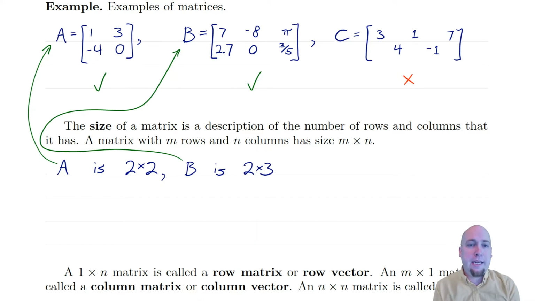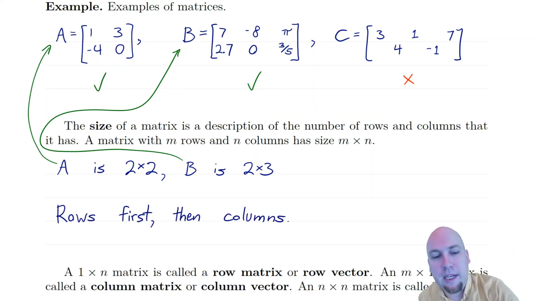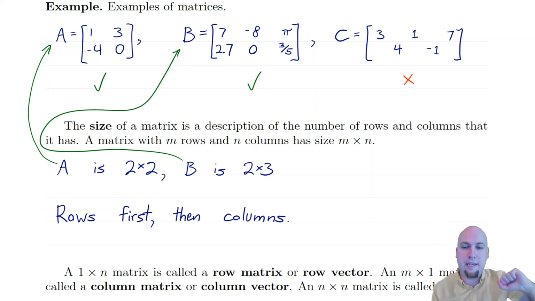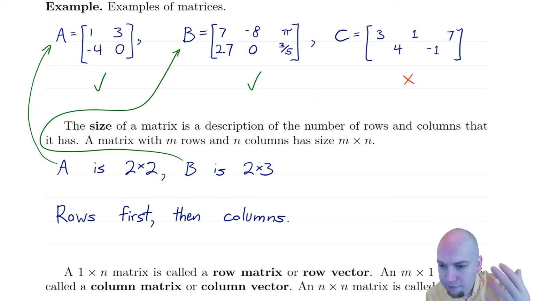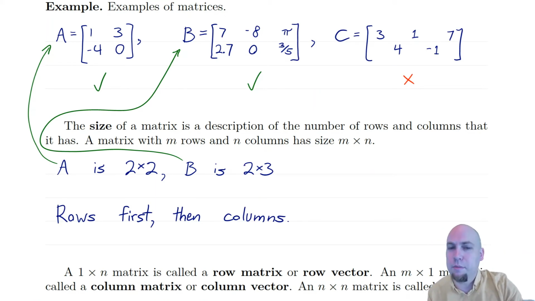This matrix B up here has 2 rows but 3 columns. So in this case, we would say that the matrix is 2 by 3. It's always rows and then columns, rows by columns. And of course, C doesn't have a size because it's not even a matrix in the first place. So whenever we talk about the size of a matrix, it's rows first, then columns. And whenever we do any discussions with matrices, it's going to follow that convention.